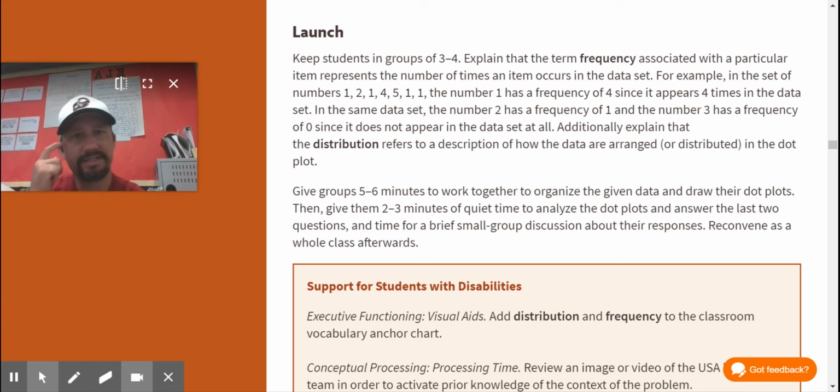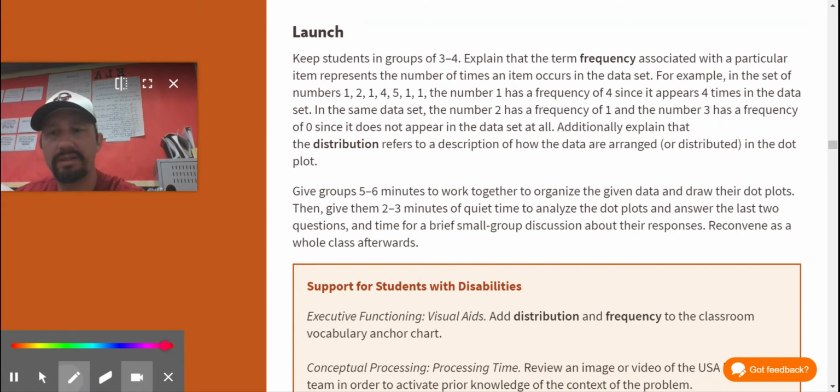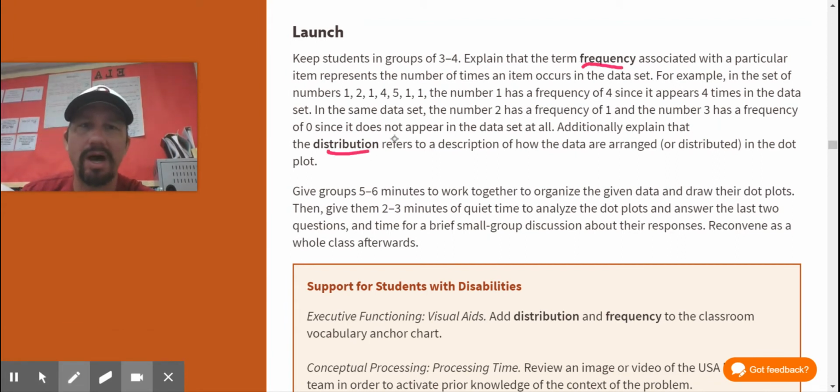Unit 8, Lesson 3. The two big things out of here are going to be the terms frequency and distribution. Frequency is how often a number occurs. So in this data set here, there's 1, 2, 3, 4 ones. So the number 1 has a frequency of 4 because it appears 4 times.